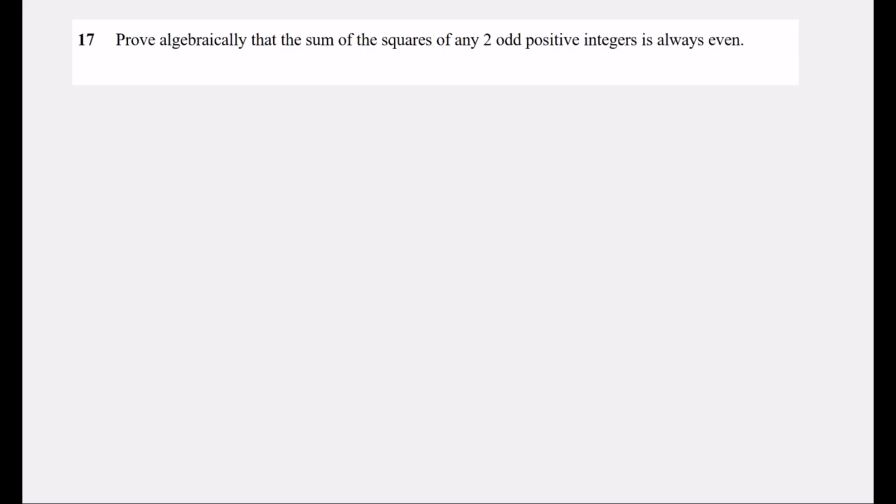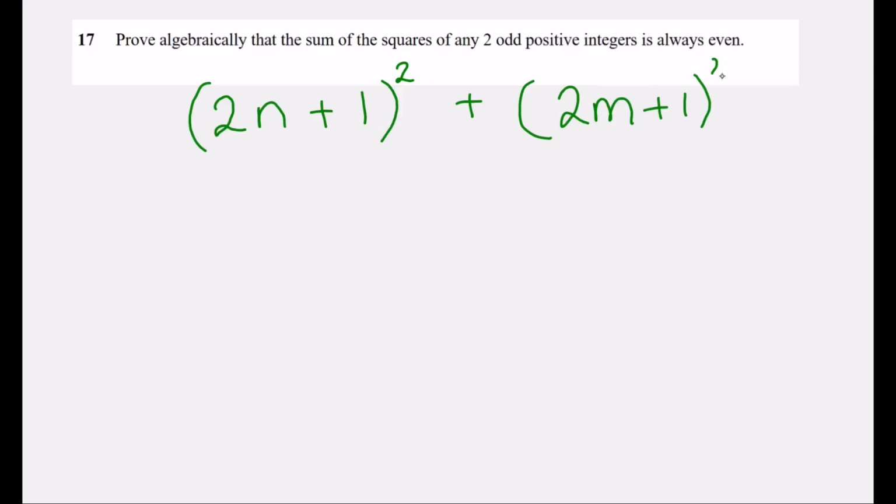Question 17. Prove algebraically that the sum of the squares of any two odd positive integers is always even. Sum of the squares, so any two odd numbers. So an odd number, we can say is 2n plus 1. We're going to square it, and we're going to add it onto another odd number. And let's call that 2m plus 1. So a different odd number. So 2 times any number plus 1 is odd. And then 2 times any number plus 1 is also odd.